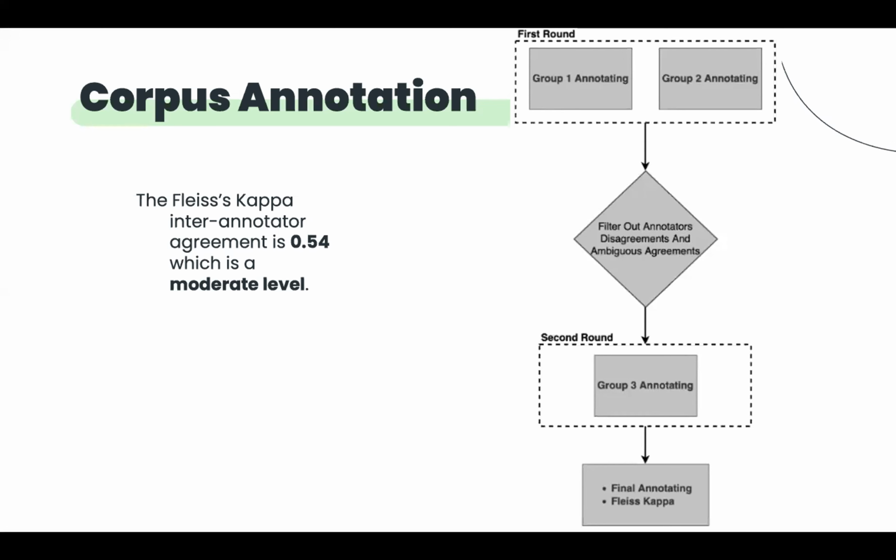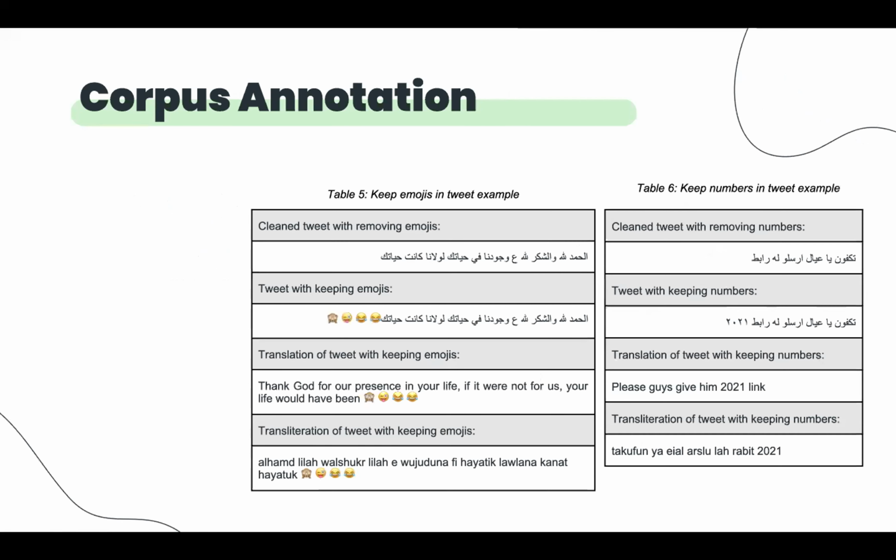We measured the inter-annotator agreement between the annotators using Fleiss Kappa, which is a statistical measure of agreement between categorical values. Fleiss Kappa is commonly used to measure the inter-annotator reliability of the annotation of the dataset. We got an agreement result of 0.54, which is a moderate level.